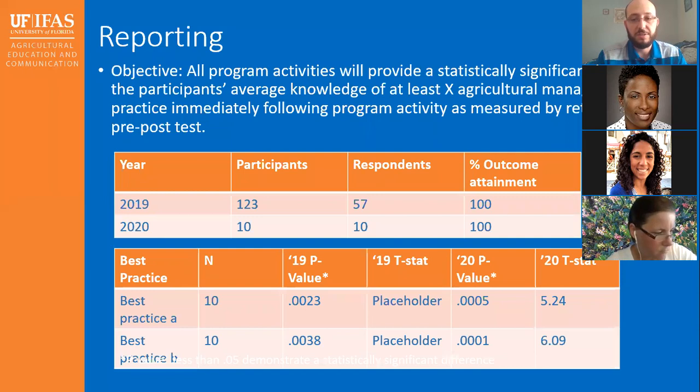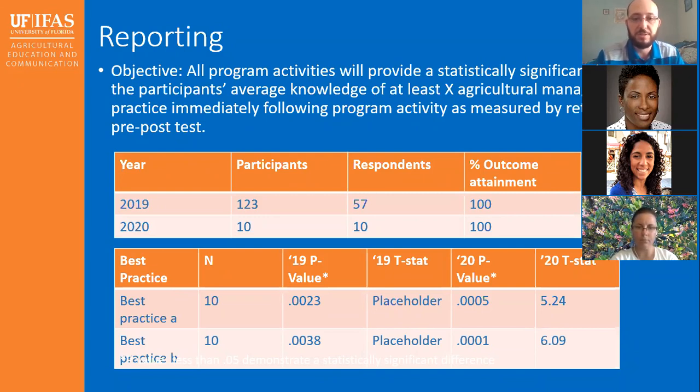So again, trying to connect it to our ROA and what that means for reporting. An objective may look like: all program activities will provide a statistically significant increase to the participants' average knowledge of at least X, and I use X because you'll make the determination of what that looks like, of agricultural management best practices immediately following a program activity as measured by retrospective pre-post. So these would be the different components that you would think of, and you could put more or fewer best practices, or constructs, if it's horticulture, 4-H, food and nutrition, etc. You can incorporate that. And then I follow for the overarching table that same construct.